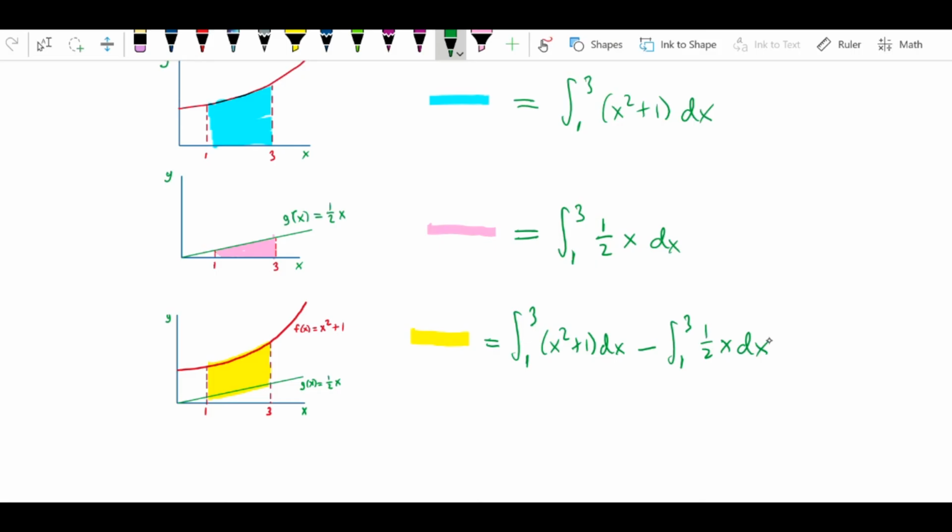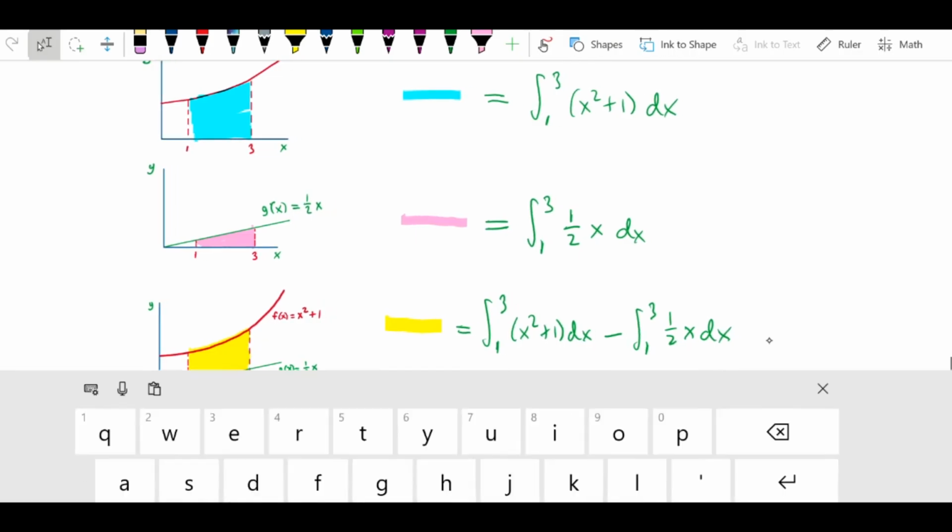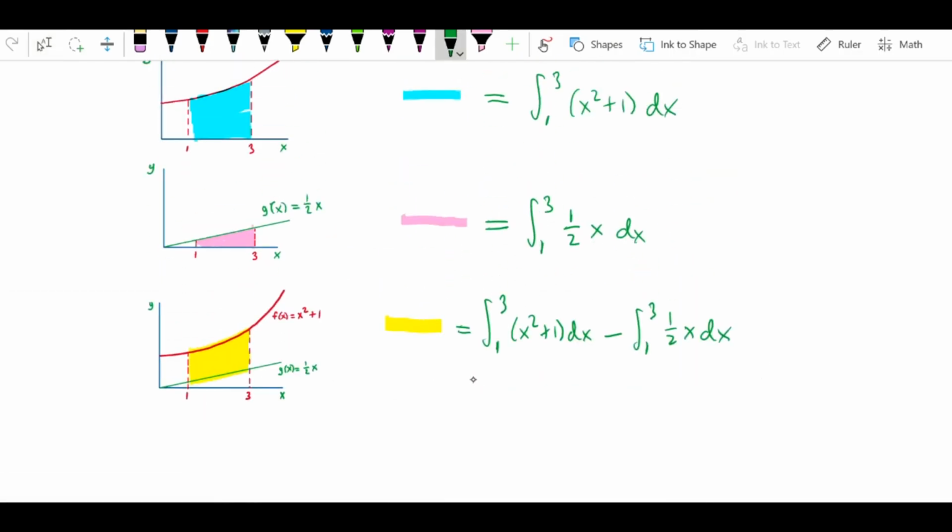But we can do a little bit more simplification than this, because, as some of you may remember, integrals are additive. So I can rewrite this by combining the two integrals as the integral from 1 to 3 of the quantity x squared plus 1 minus 1/2 x, dx. You'll see that what we're really doing is finding the integral of the top curve minus the bottom curve. That's the basic engine of how you find areas between curves.